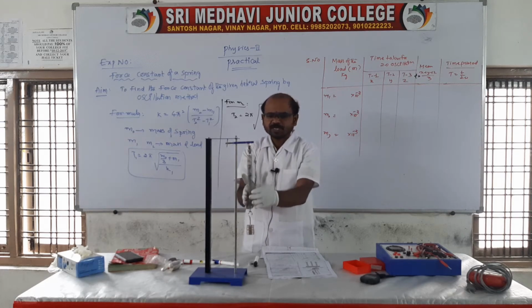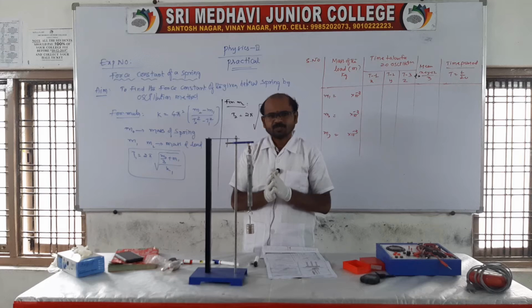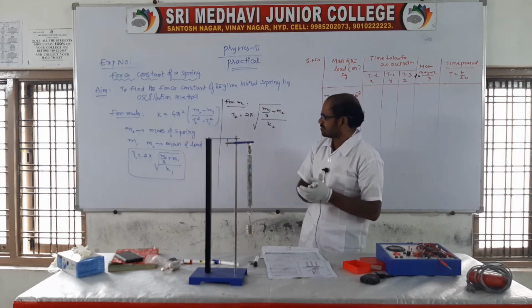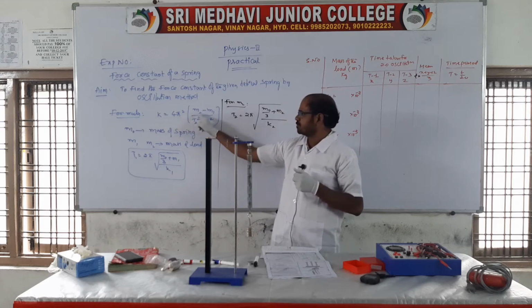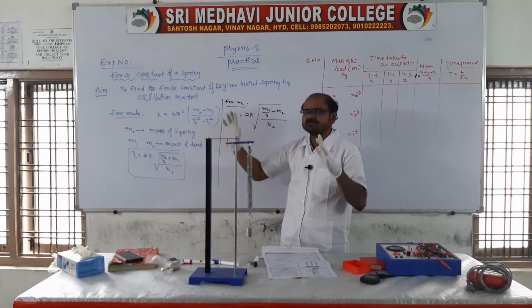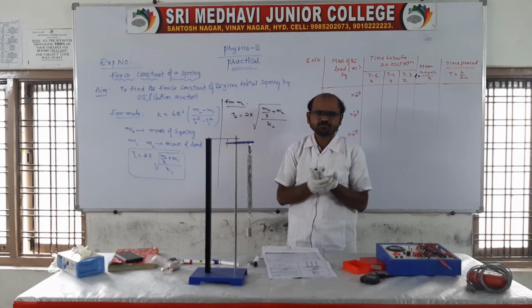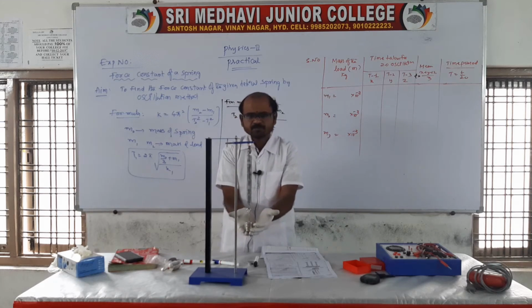For this spring we need to find a force constant. There is a formula we know: K is equal to 4 pi square (m2 minus m1) by (t2 square minus t1 square). This is our aim. Now there is a load added, right?